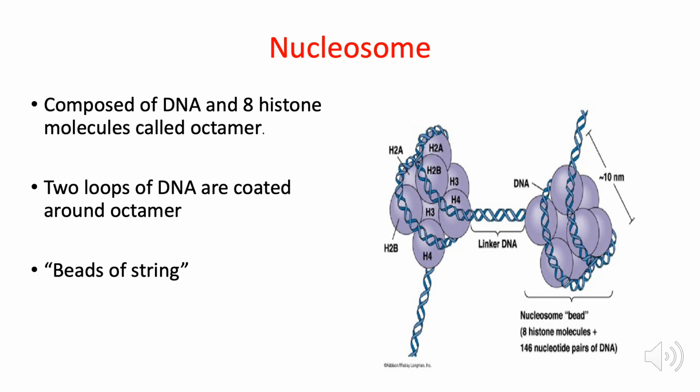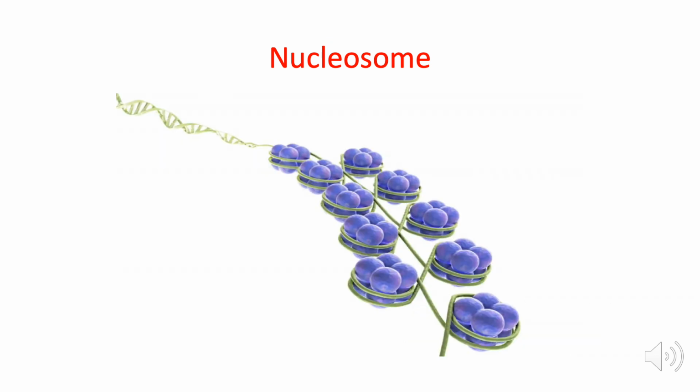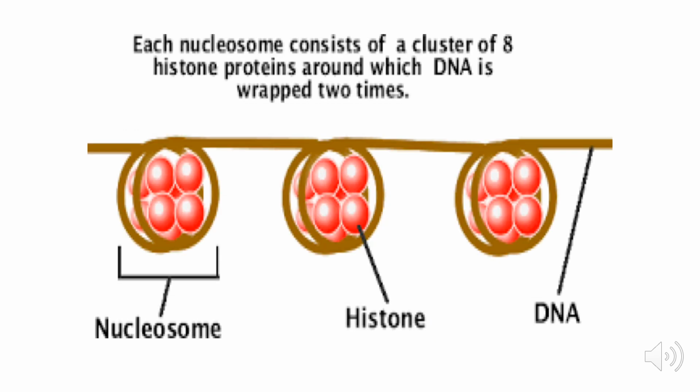The nucleosome is said to have a beads on a string appearance. This is again another picture of the nucleosome. Please appreciate the beads on a string appearance. What I want you to learn at this point is that the diameter of one nucleosome is 10 nanometer. Again, the diameter of one nucleosome is 10 nanometer.